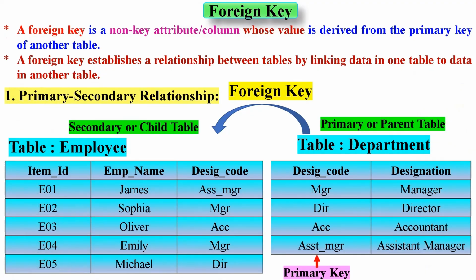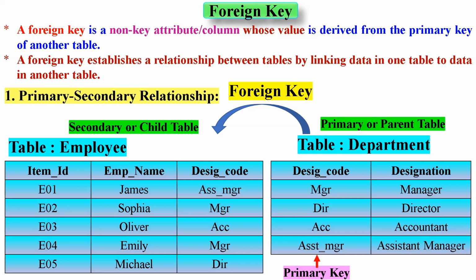Let's learn about the foreign key. A foreign key is a non-key attribute or column whose value is derived from the primary key of another table. In other words, a foreign key establishes a relationship between tables by linking data in one table to data in another table. Some key points about foreign keys are: first key point is primary-secondary relationship. A foreign key creates a primary-secondary relationship between two tables. The table containing the foreign key is considered the secondary or child table, and the table to which it refers is the primary or parent table.